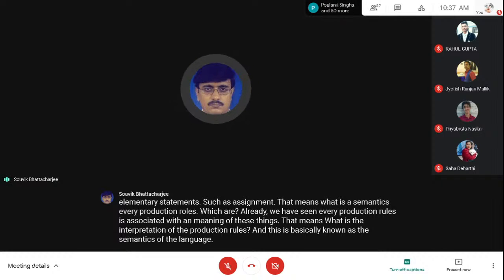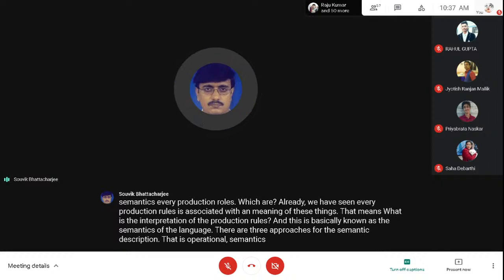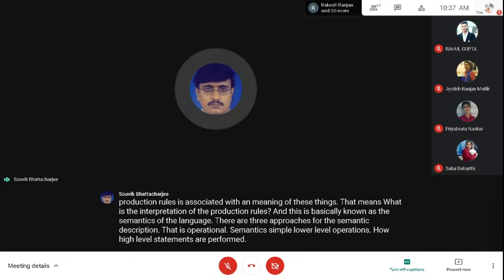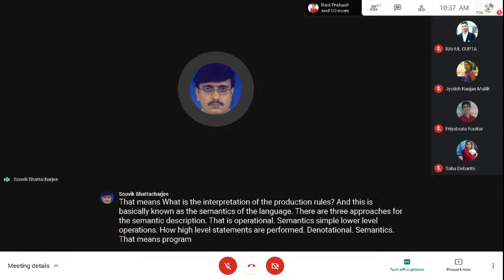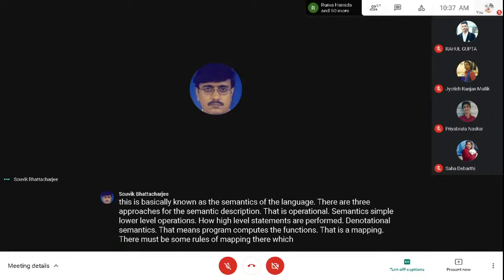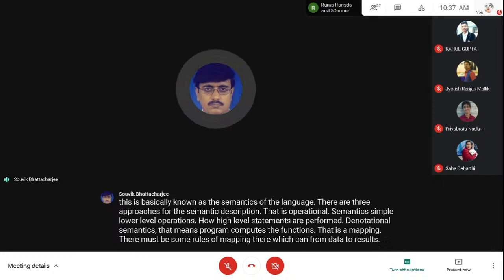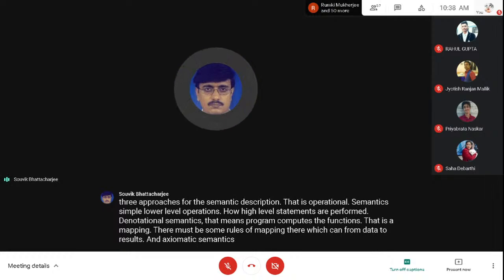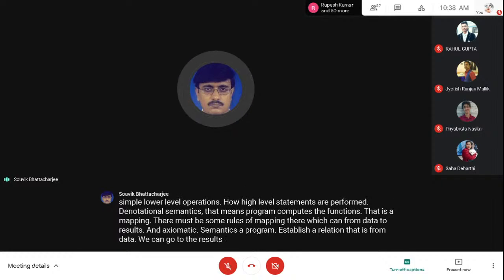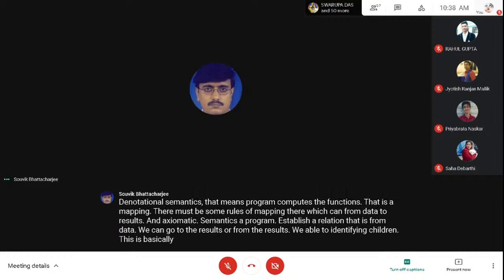There are three approaches for the semantic description. That is operational semantics: simple lower level operations, how higher level statements are performed. Denotational semantics: a program computes functions, that is a mapping. There must be some rules of mapping which go from data to results. And axiomatic semantics: a program establishes a relation, that is from data we can go to the results, or from the results we may be able to identify the initial data. This is basically the difference between denotational semantics and axiomatic semantics.